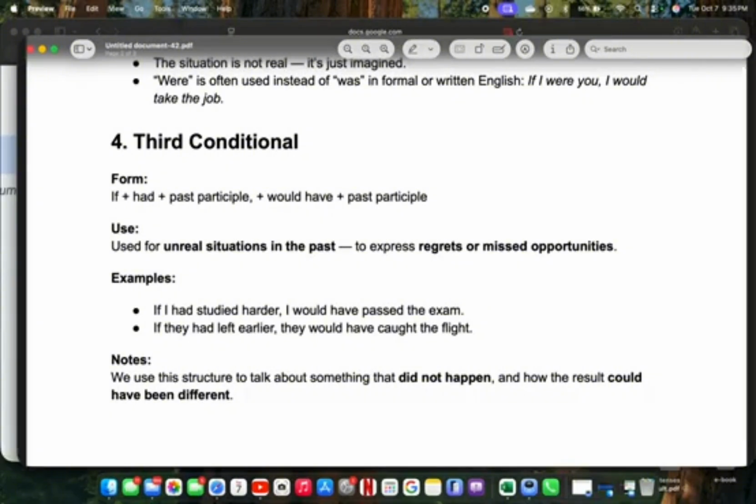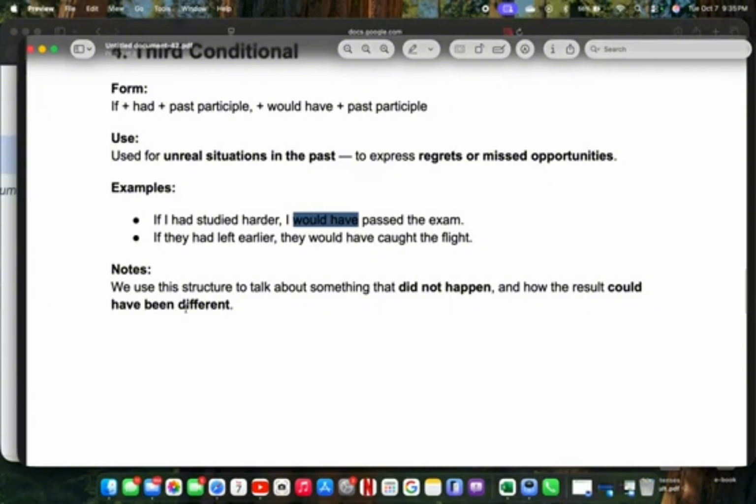So if I had studied harder, I would have passed the exam. If they had left earlier, they would have caught the flight. Okay, would have. Remember you kena guna would have and then you kena guna past participle. Okay, past participle adalah verb 3. Okay, if I were rich, I would have helped the poor people.